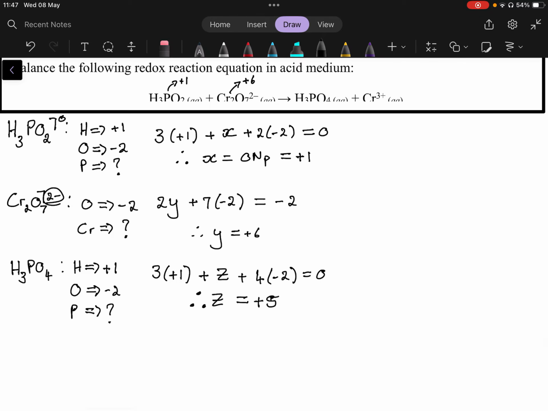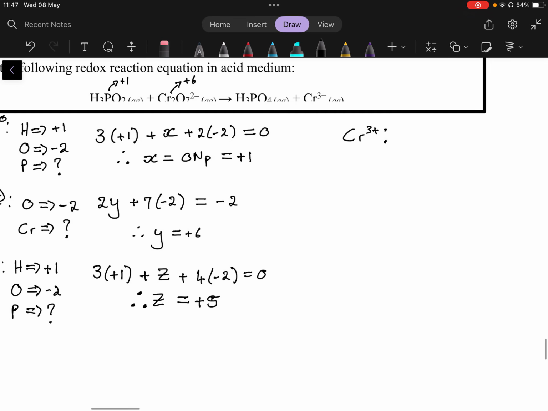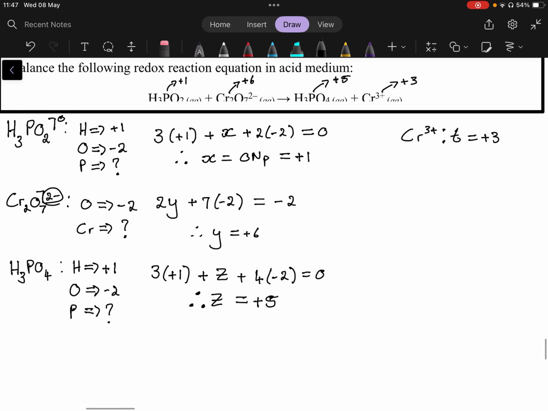And the final compound, well, it's just chromium 3+. So chromium 3+, and that means, well, we can call it anything we want. X, Y, Z is usually the one, but let's call it T, which is equal to plus 3. So in this case, the phosphorus is plus 5, and the chromium is plus 3. Because it's written there, chromium 3+, you just read it off.